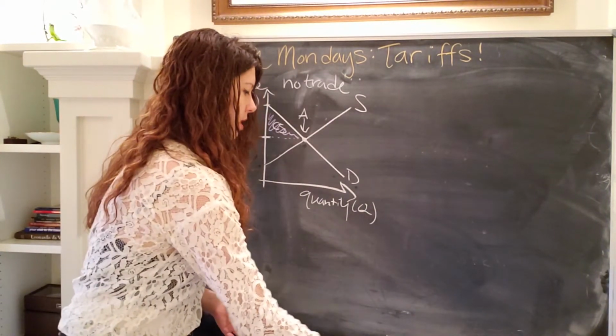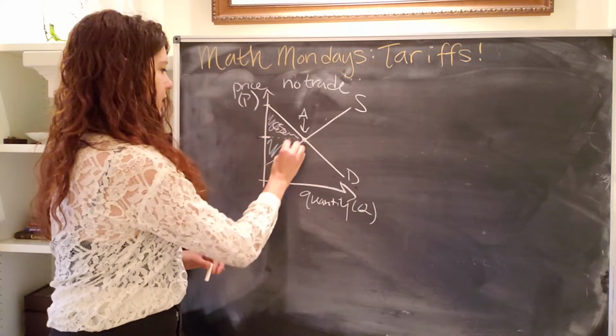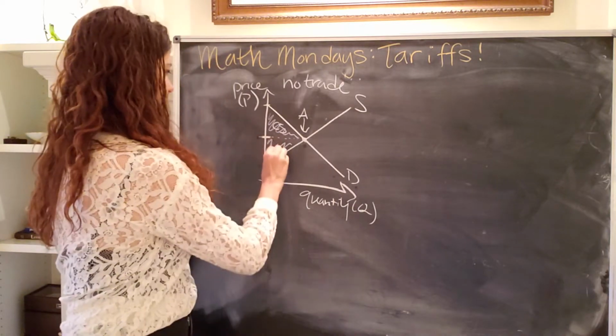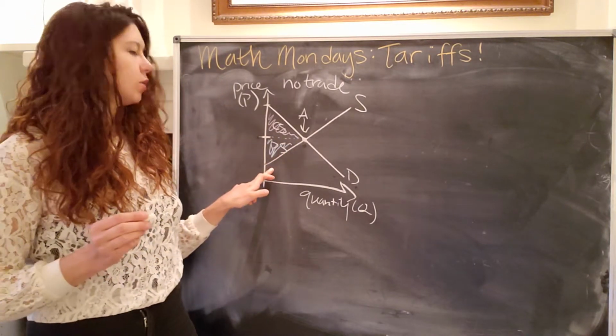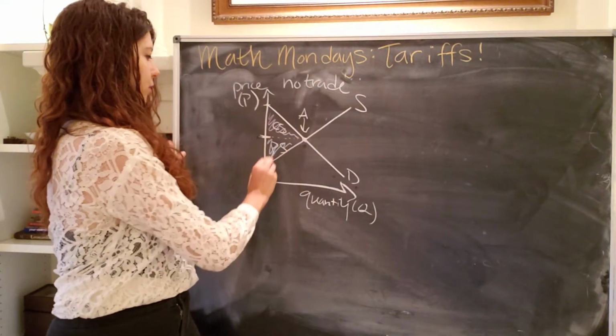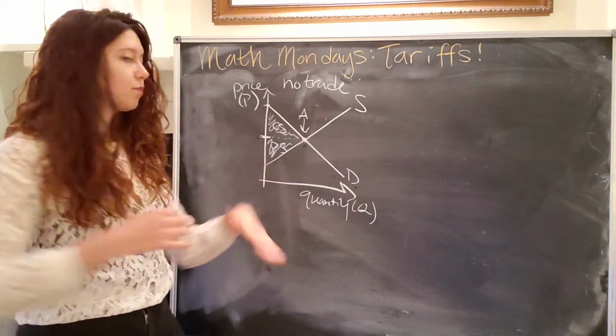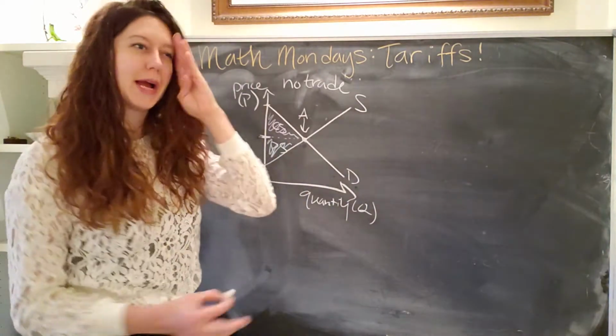Okay, and so now for the producers. So this area right here is called the producer surplus, or PS, and basically that is the amount that the producers gain by selling at this higher price than some of them are willing to sell. So everybody benefits and they're all happy.